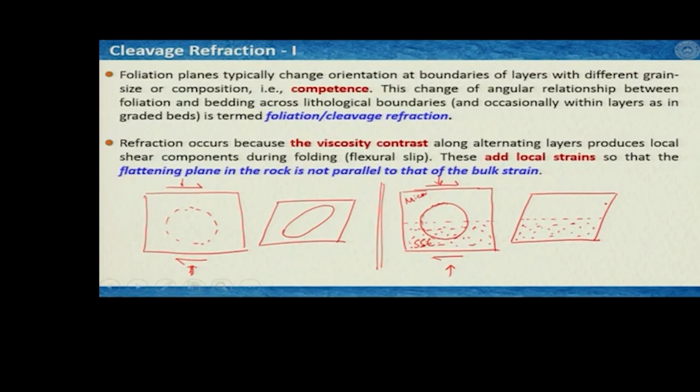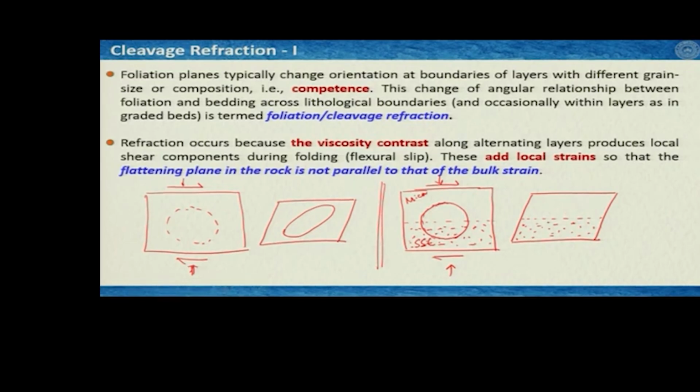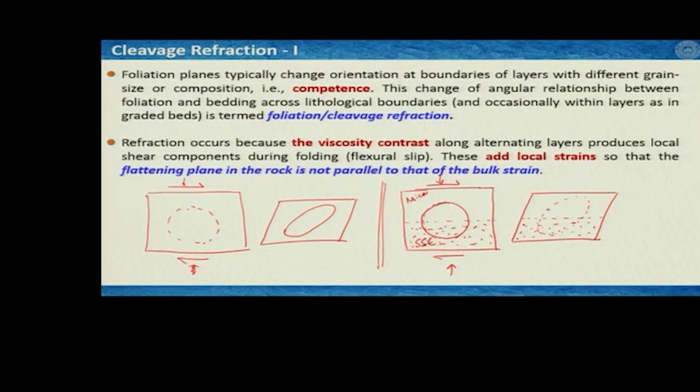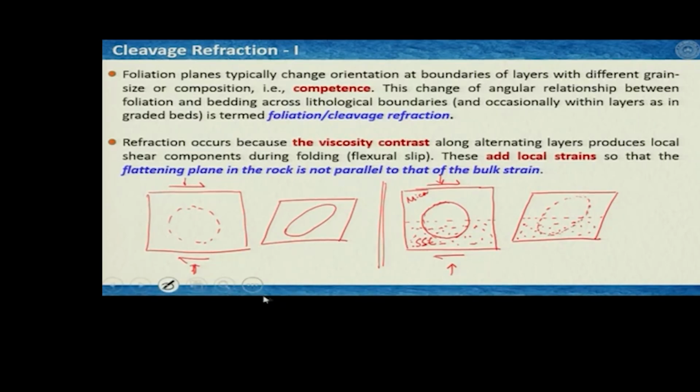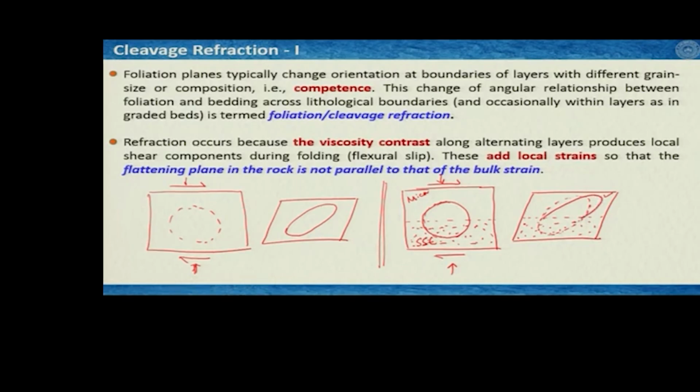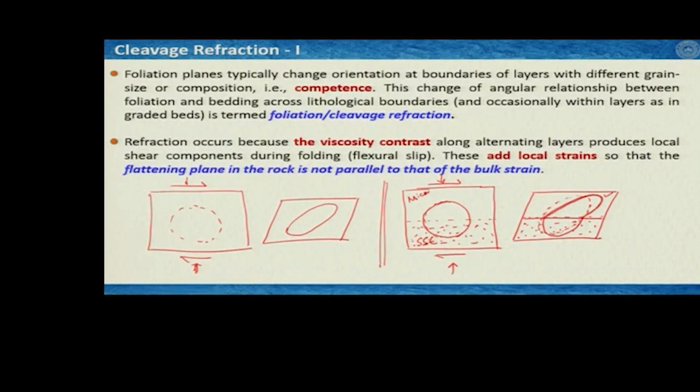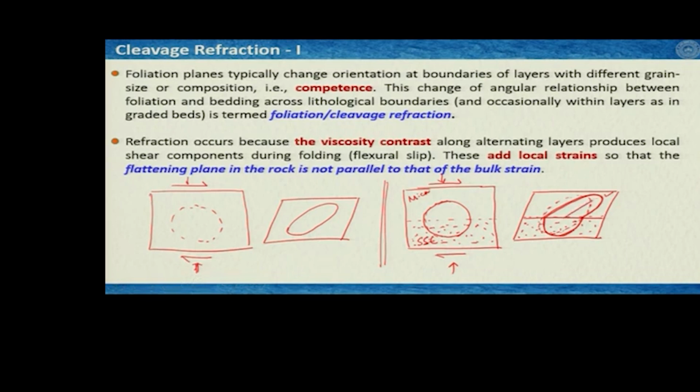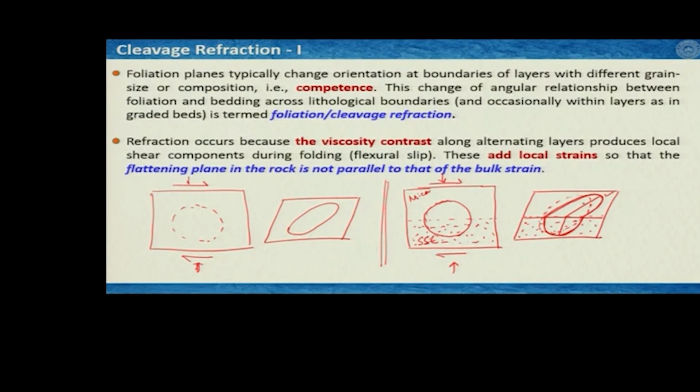However, because mica-rich rocks are rheologically weaker, this ellipse of the deformed area here would not be as systematic as we have drawn here, because this would deform more, this ellipse would be like this, and here it would deform less. So, we will get a local variation of the strain ellipse due to rheological contrast. Clearly here the long axis is like this, and here the long axis is like this, and this is the reason for your cleavage refraction.